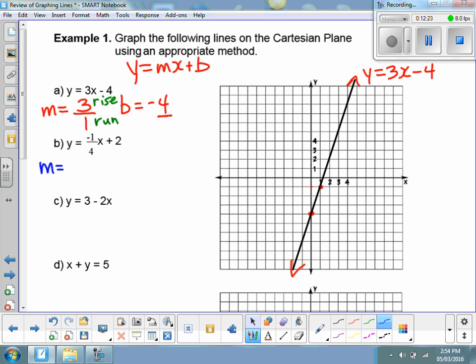My slope is negative 1/4. My y-intercept is 2. So I'll start with my y-intercept. I'll go to 2 on the y-axis. And then from there, the rise is negative 1, so I'm going to go down 1. And then over 4 to the right. 1, 2, 3, 4. And there's my point. I'll draw my line.